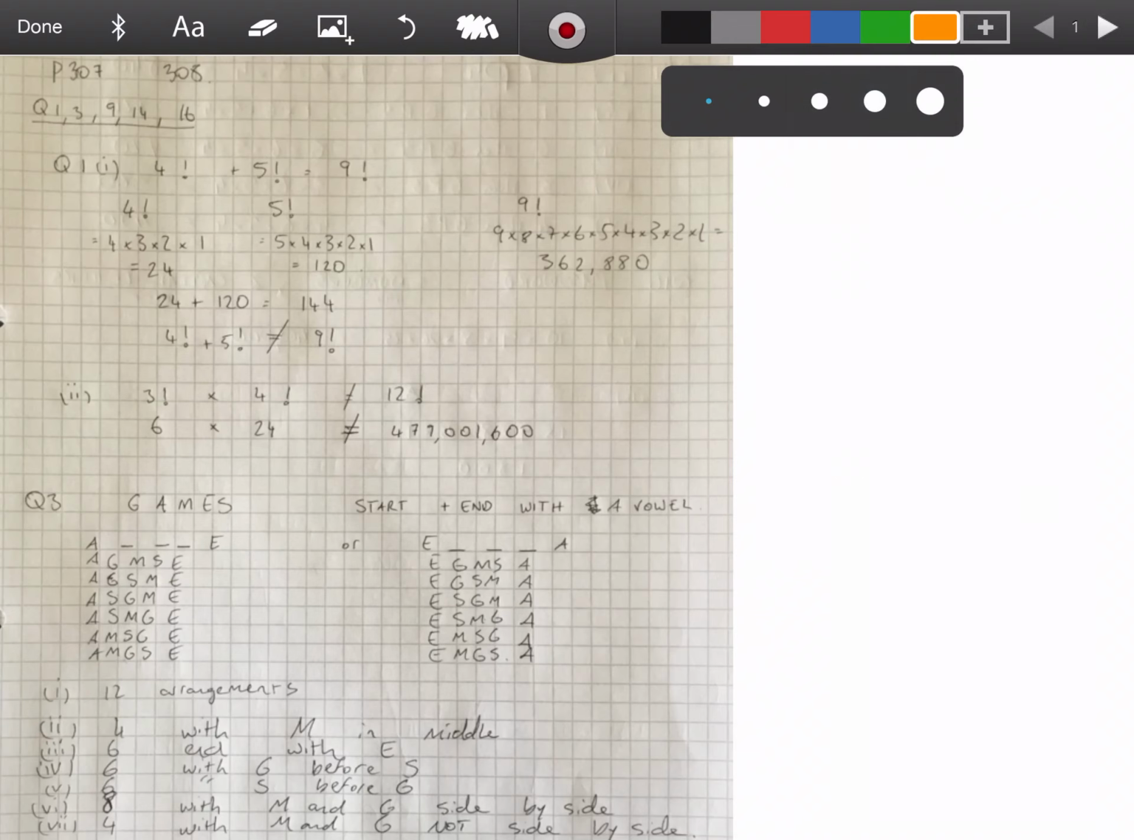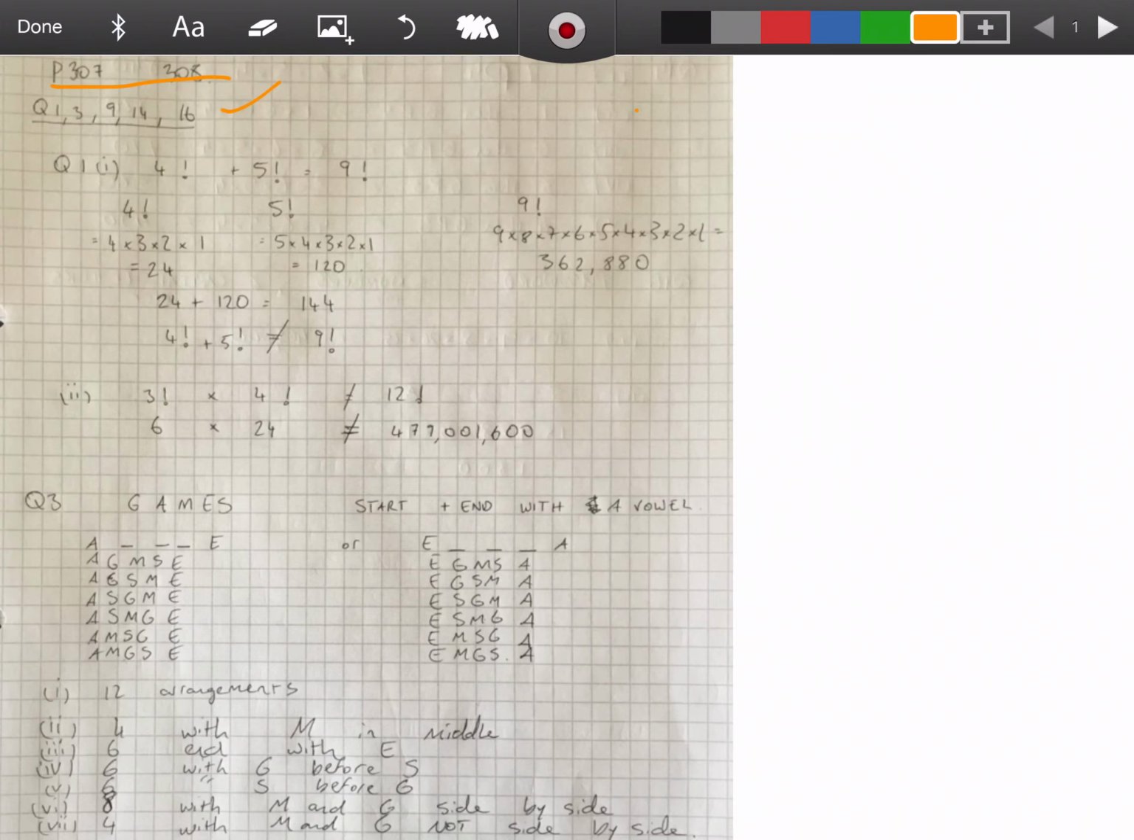I wanted to run through corrections from work that I posted for you on Thursday. These were from page 307, page 308 of your textbook, and you can see the problems there: 1, 3, 9, 14, 16. These are all based around the counting permutations section that we looked at over the last couple of days. A couple of people got back to me saying that they're having a couple of issues with them, so I wanted to run through corrections there.